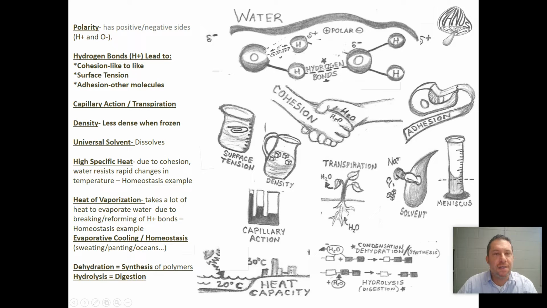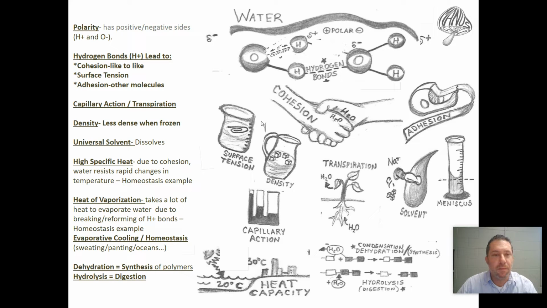The hydrogen bonds that exist between the molecules of water are going to lead to properties such as cohesion and also adhesion, where you have water sticking to other molecules. The hydrogen bonds are also going to lead to this high surface tension, where there's a certain amount of pressure needed to break the surface of water.